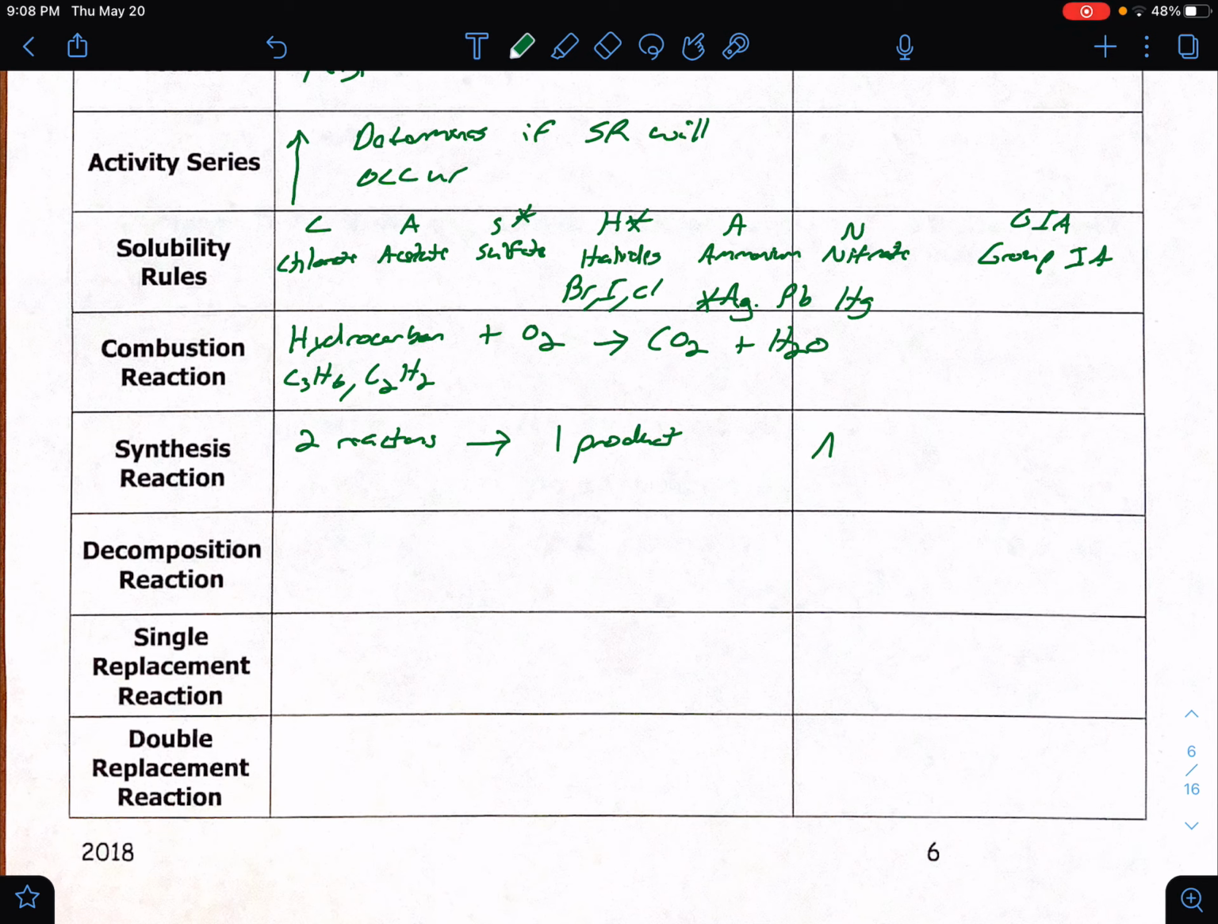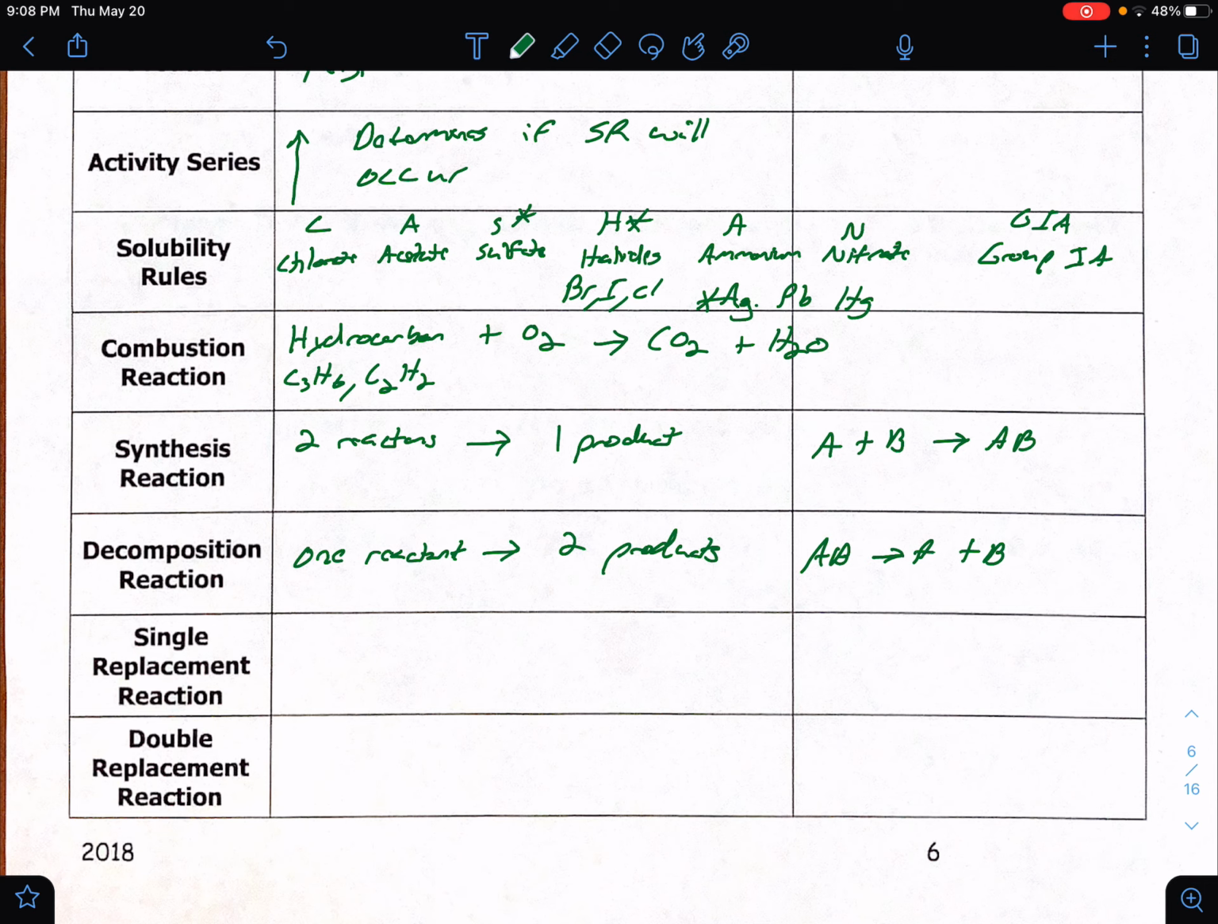Okay, so this would be like A plus B gives me AB. Decomposition is just the opposite. So to decompose, this is when you have one reactant that makes two products. So it breaks down into pieces. So this would be like AB breaking down into A plus B.